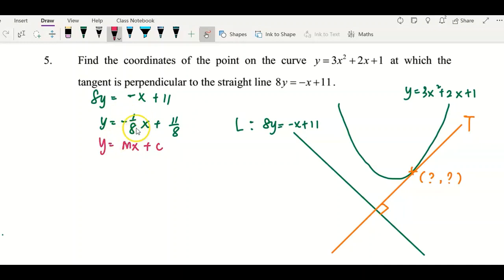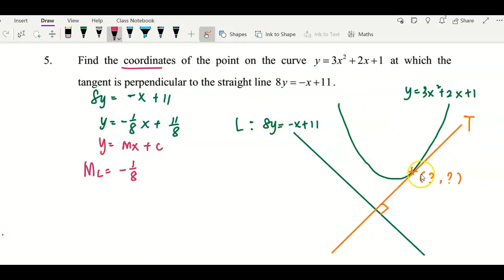So when the gradient of the line L is negative 1 over 8, meaning that the straight line is going down in this way, I simply sketch a decreasing straight line nearby the curve. Now the question asks us to get the coordinates of the touching point for the tangent and the curve.